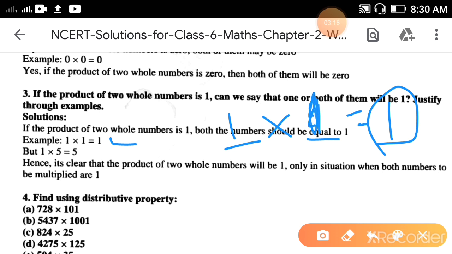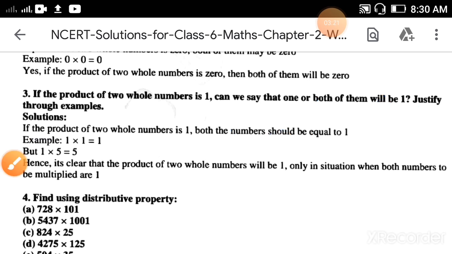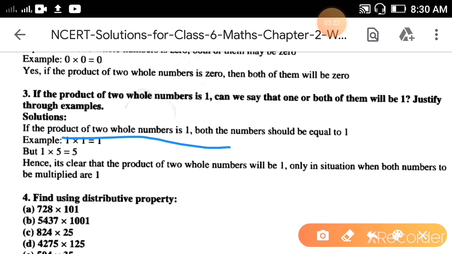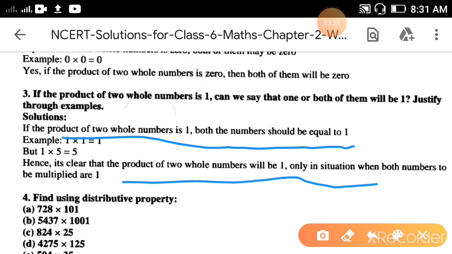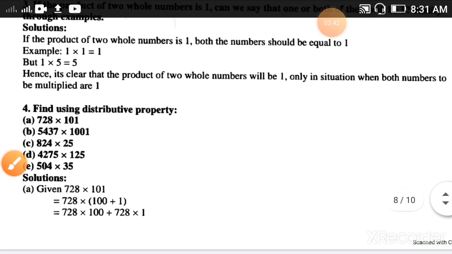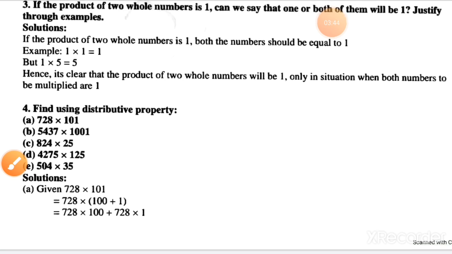It means if the product of two whole numbers is 1, then both the numbers should be equal to 1. If both the numbers are 1, then only their product will be 1. Hence, it's clear that the product of two whole numbers will be 1 only in the situation when both the numbers to be multiplied are 1. 1 ones are 1. Only in the table of 1, 1 comes.